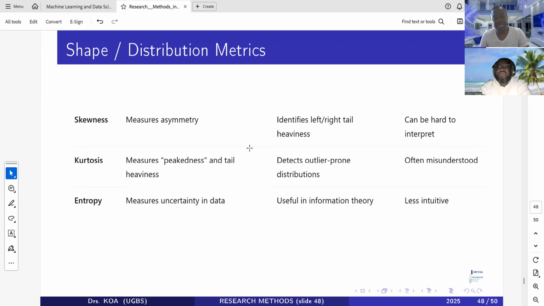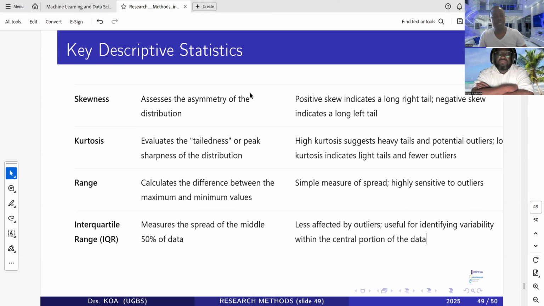And the final one is entropy. It tells you the uncertainty in the data, especially when you're dealing with information theory. Okay, there's a lot of unknowns in the data. You use entropy. All right.